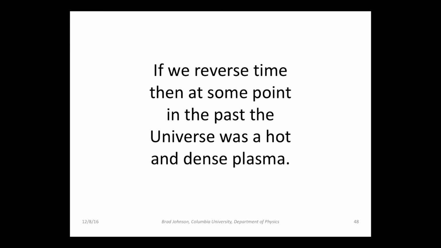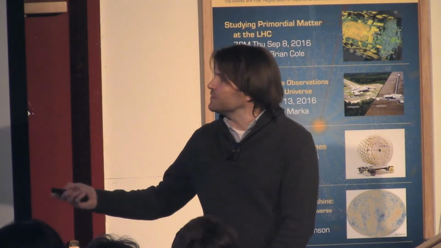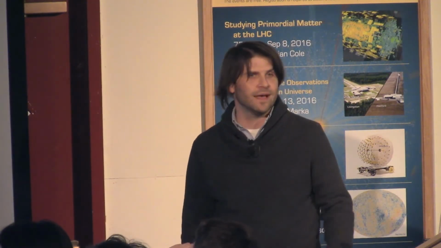Okay, so we talked about expansion, so let's talk about the early universe now. What if we reverse time in our minds, and instead of everything moving away from everything else, everything is moving towards everything else, right? Then at some point in the past, everything was going to be on top of everything else, and the universe would therefore be a hot and dense plasma.